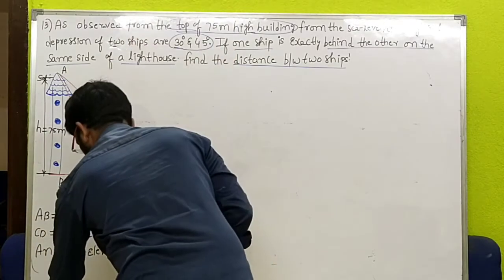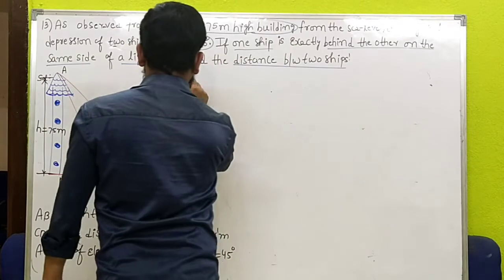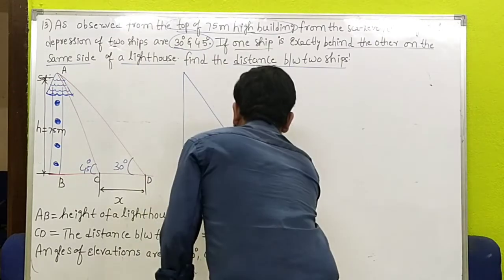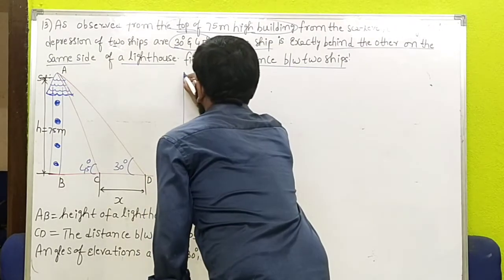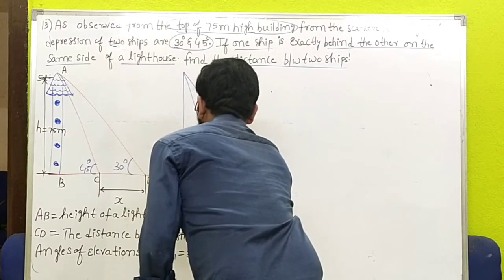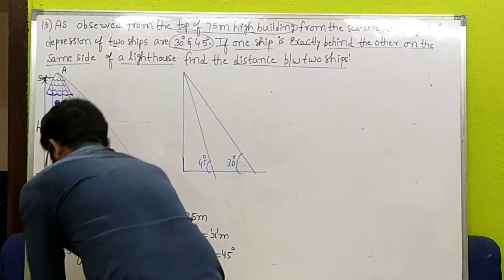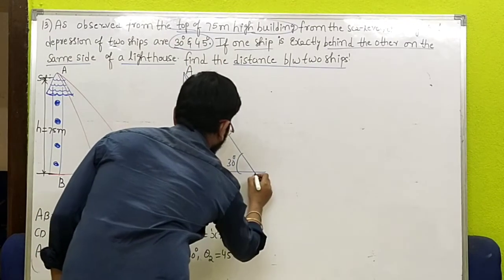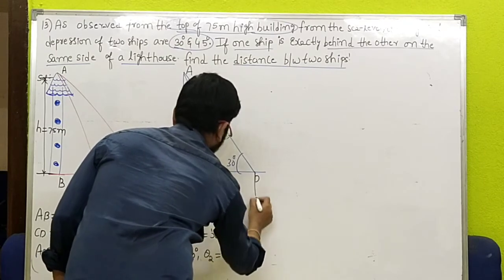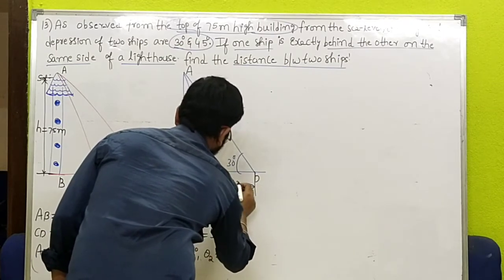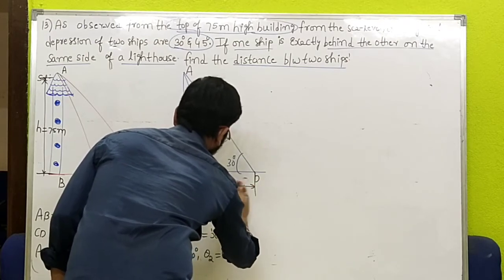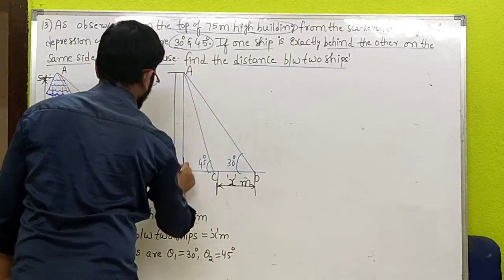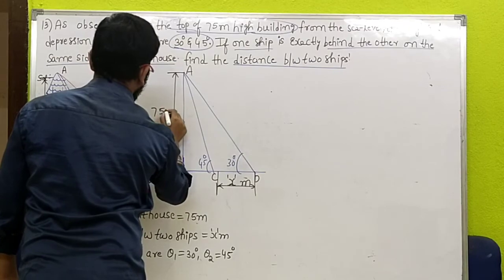Next, if you draw the same triangle here, one angle is 30 degrees, one angle is 45 degrees. Name it A, B, C, D. We need to find this x meters, and this is 75 meters.